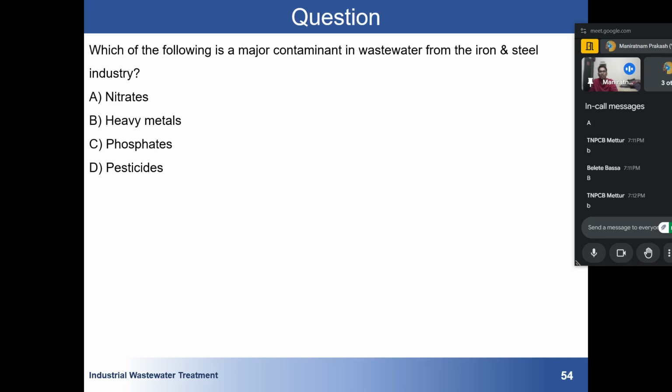Which of the following is a major contaminant in wastewater from the iron and steel industry? Major contaminant. Just remember, try to answer it.